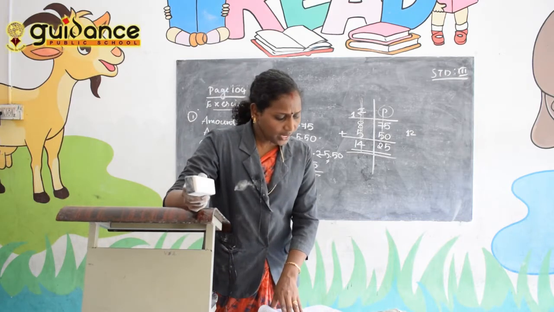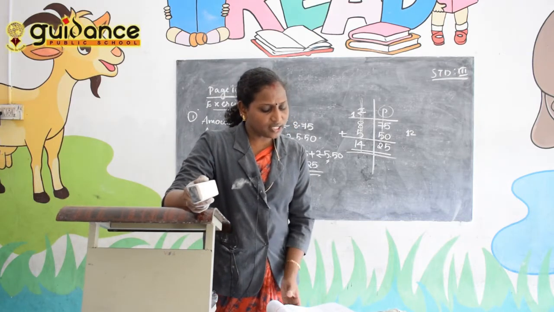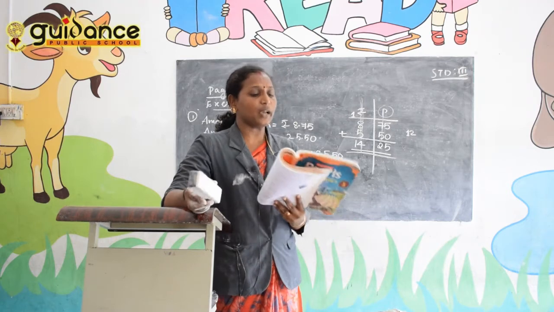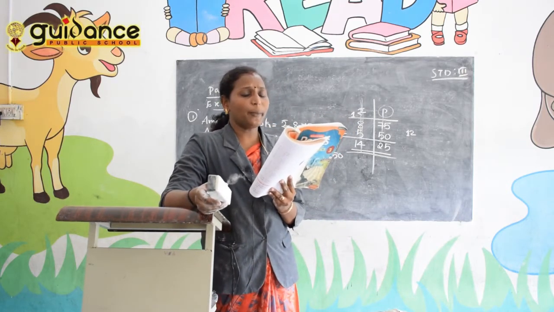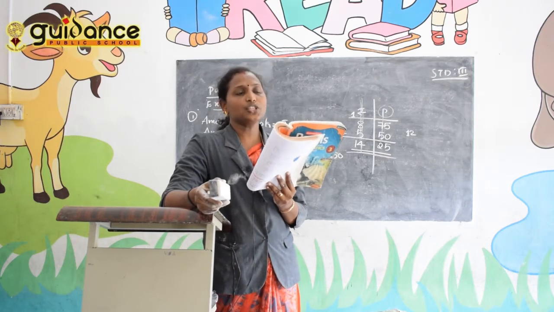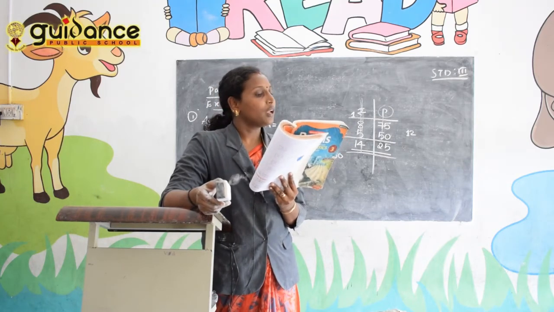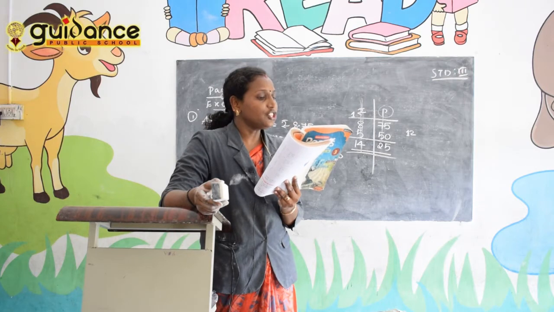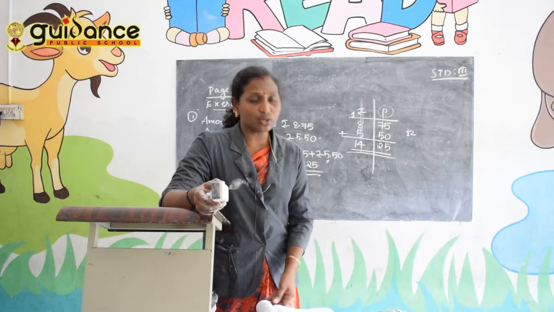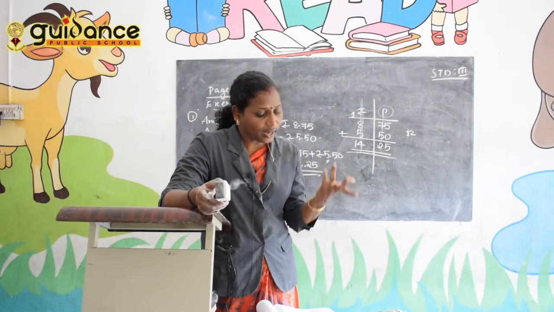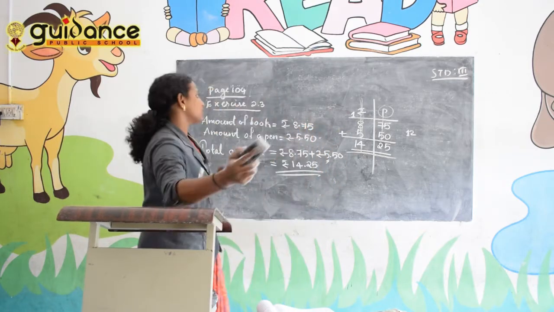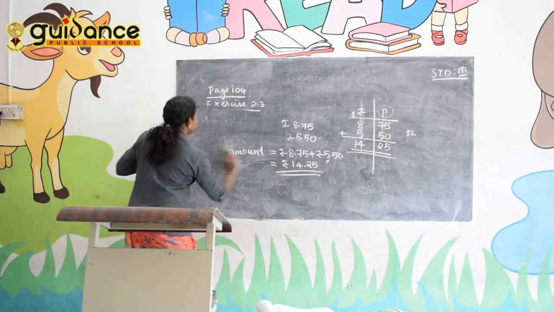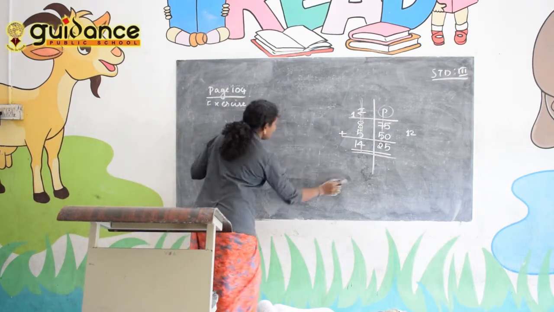The next, Veena bought vegetables for 52 rupees 60 paise, fruits for 45 rupees 50 paise, and sugar for 30 rupees. How much money did she spend in all? That means to find the total amount spent for vegetables, fruits, and sugar. That is the question.